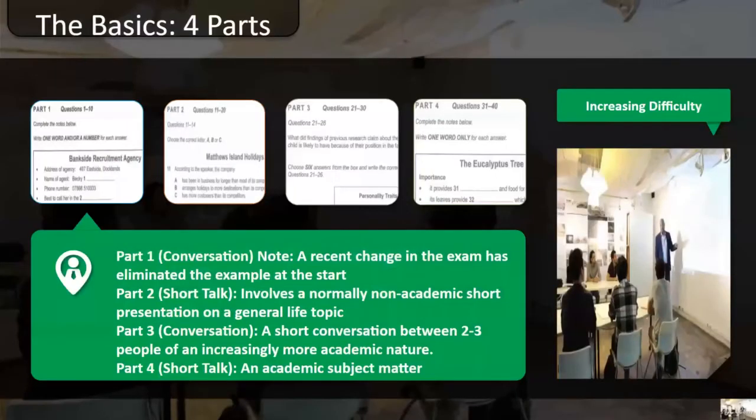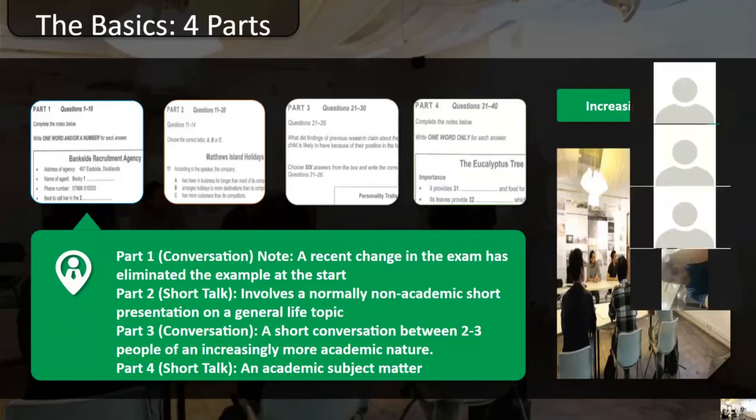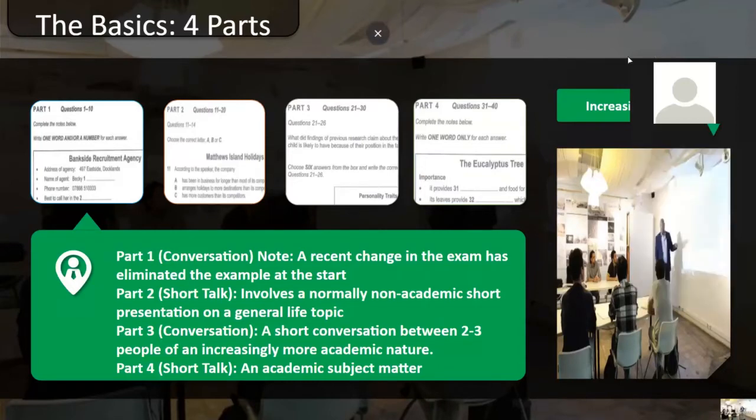All right, so very quickly, just in case we have anybody that's brand new to the IELTS exam and you've never taken the IELTS exam before, it has 4 parts, right? The 4 parts get progressively more difficult as you go along. Part number 1 is really, really easy, and then part number 4 is much more difficult.